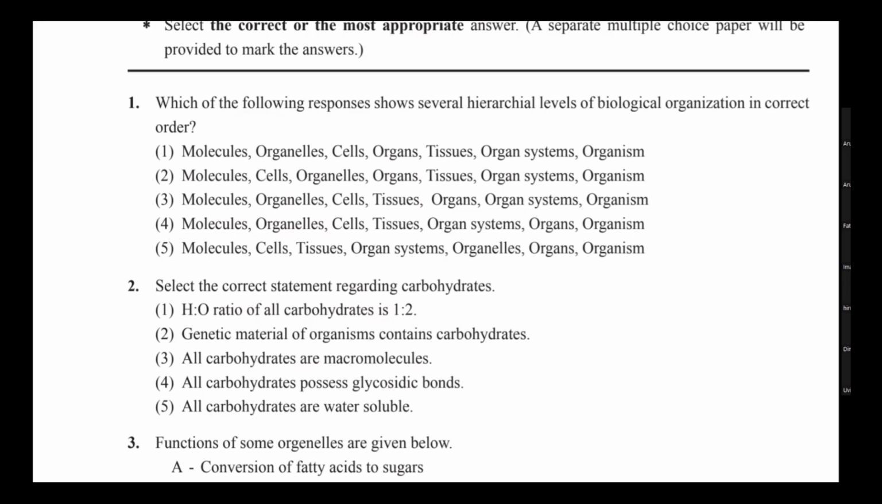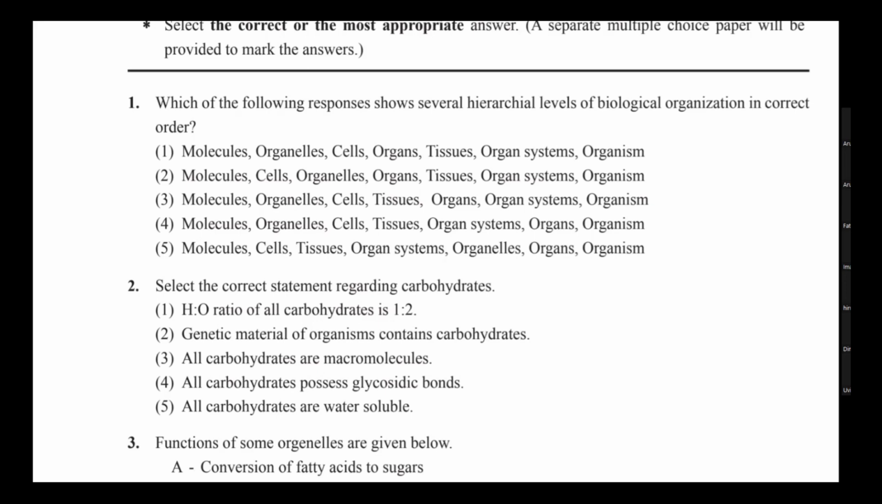Genetic material of organisms contains carbohydrate. What is genetic material? DNA. In the backbone of DNA, there are pentose sugar groups. So we can take the second answer as the correct answer.